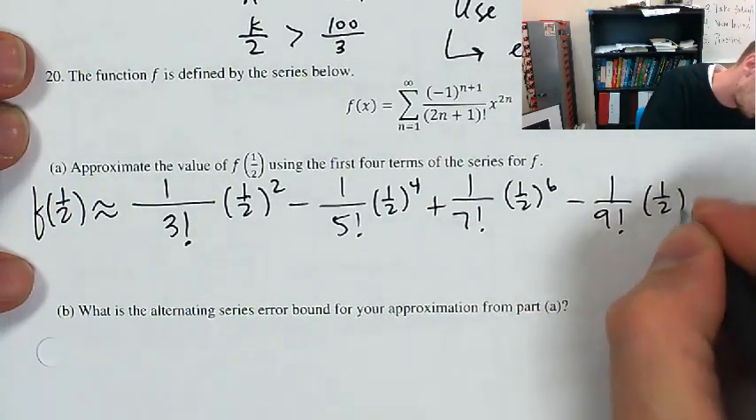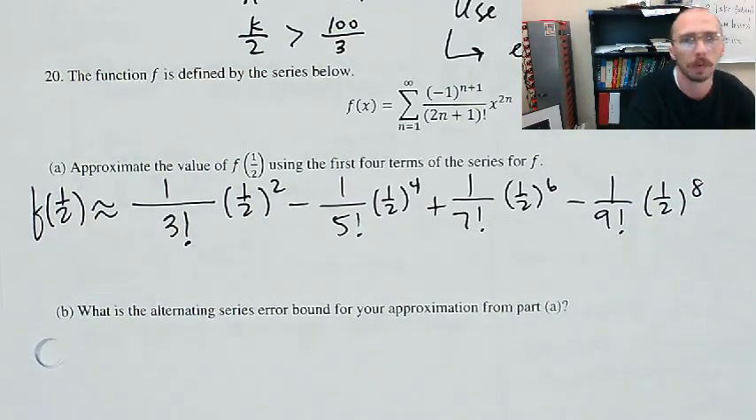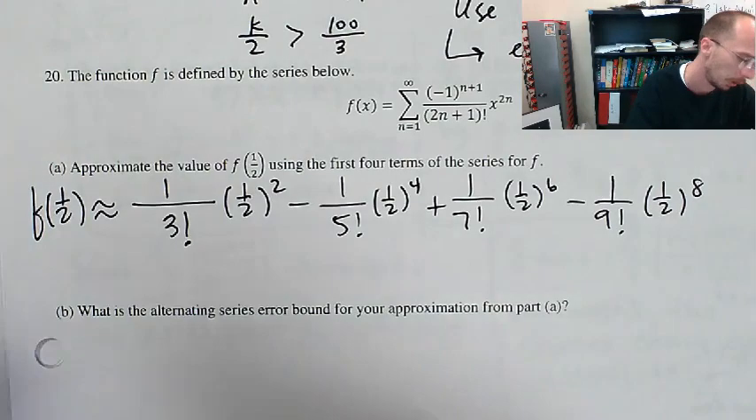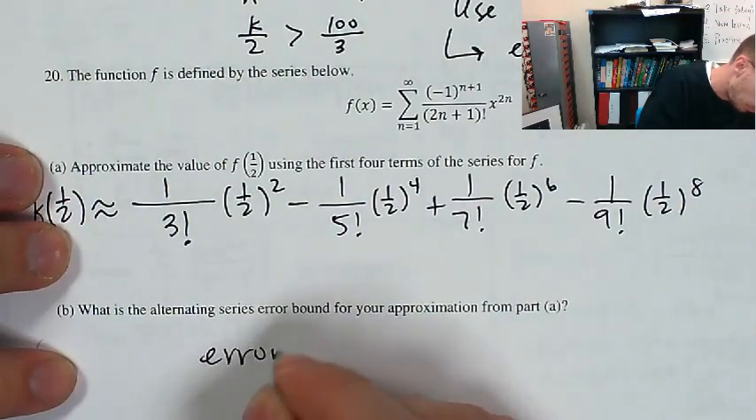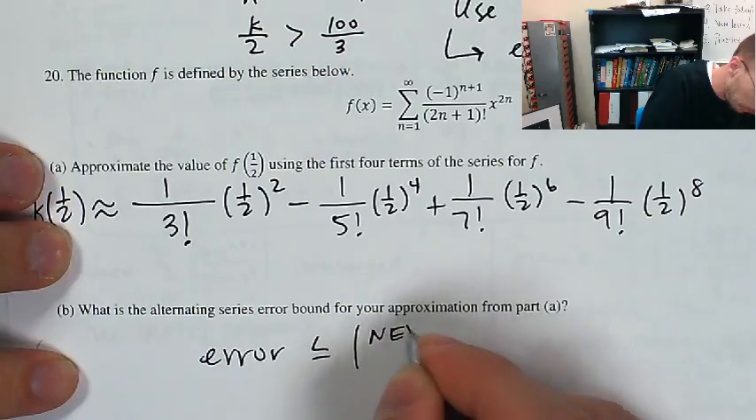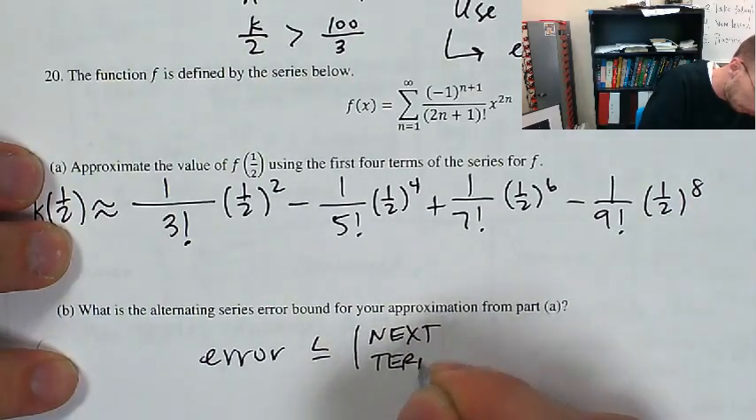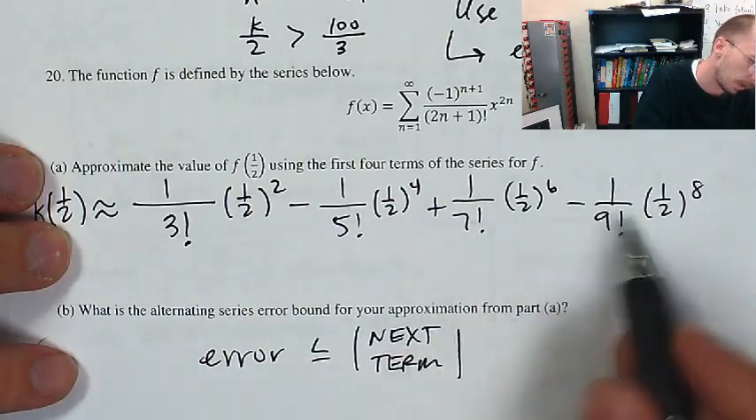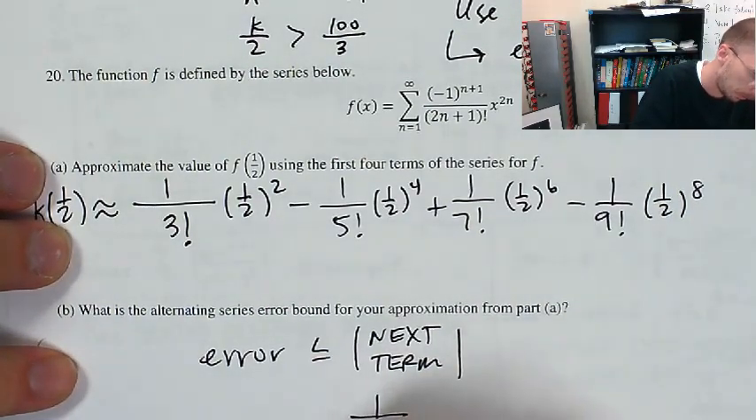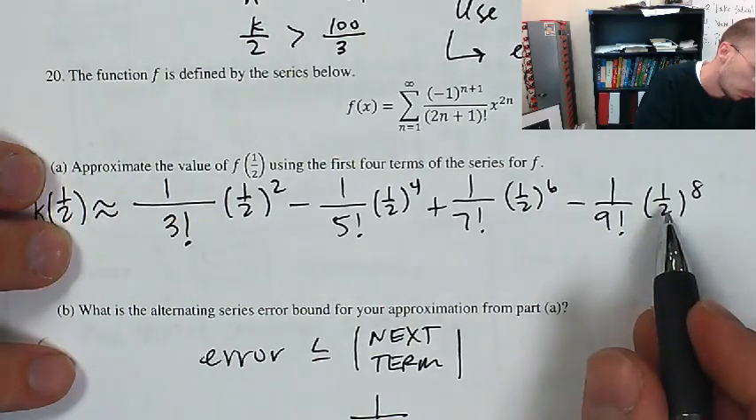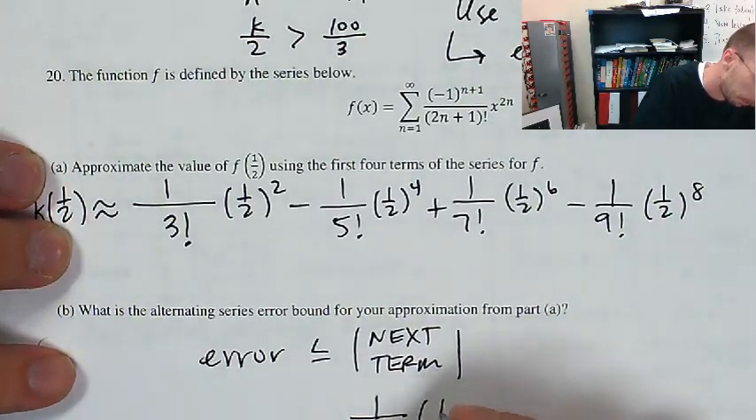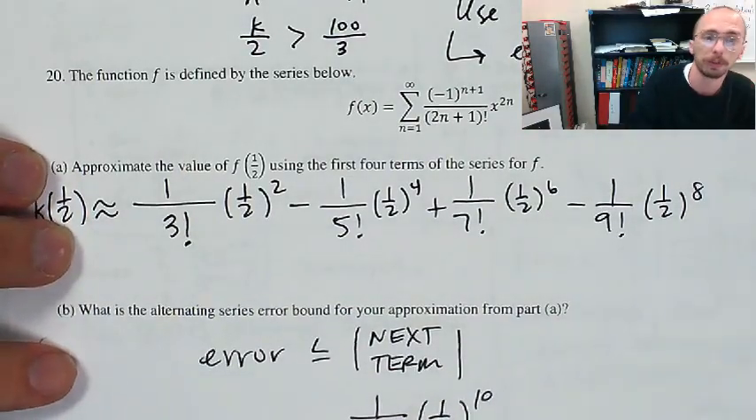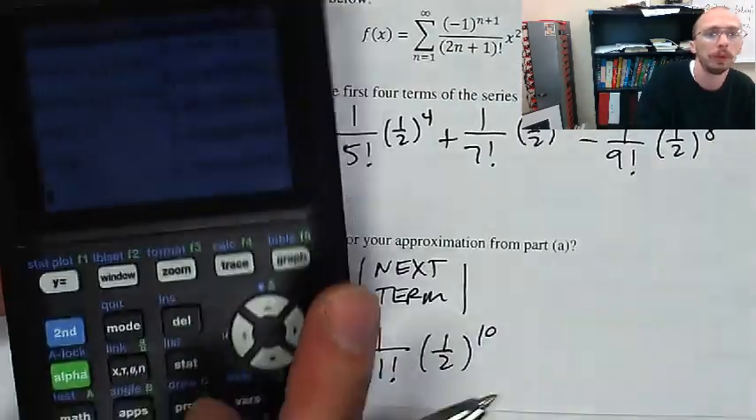Now we're just following the pattern, right? We've got 4 terms. That's probably really close to the true value. So the error is less than or equal to the absolute value of the next term. The next term is going to have 11 factorial and 1/2 to the 10th. So 1/11 factorial times 2 to the 10 is really, really small.